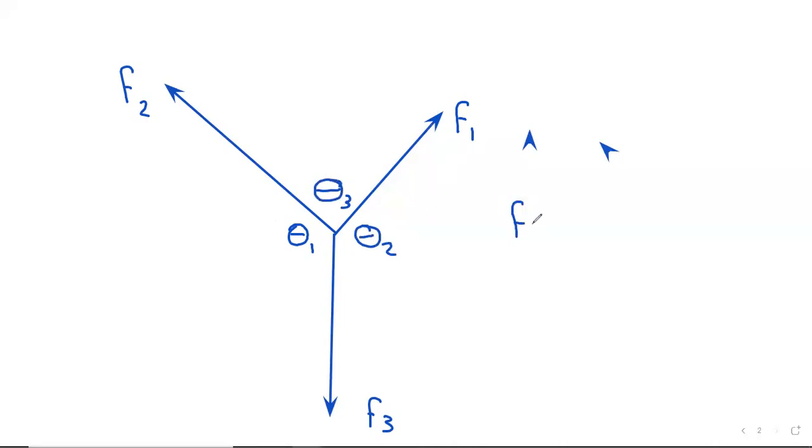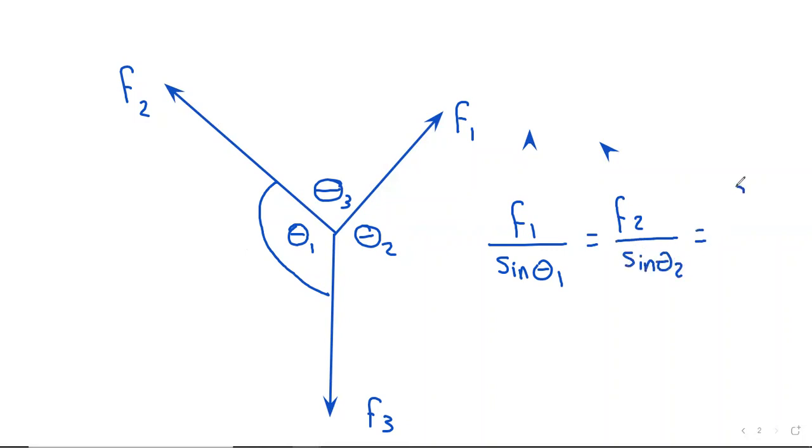So F1 divided by sine theta 1, where sine theta 1 is the sine of the angle between the other two forces, equals F2 divided by sine theta 2 equals F3 divided by sine theta 3. Look at F2 well. This is F2 and this is theta 2. And we have F3 divided by sine theta 3. This is Lami's rule.